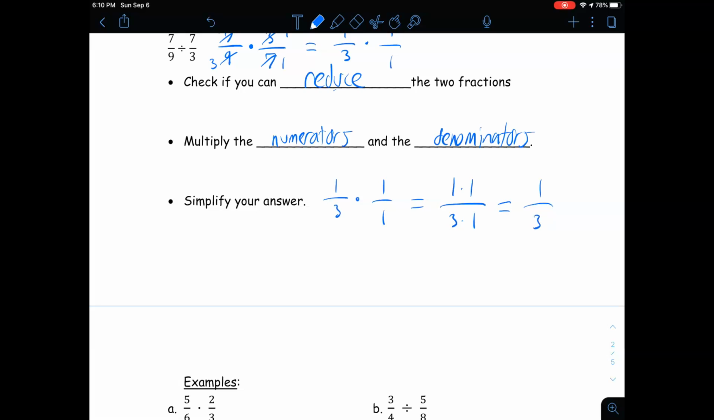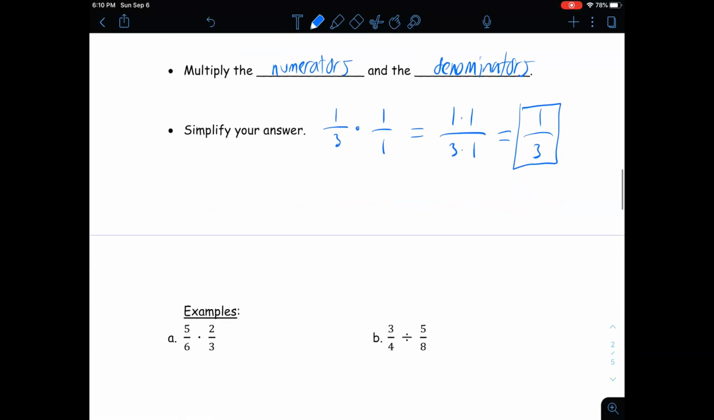And can we reduce 1/3? There's not a number that, well, 1 goes into 1 and 3, but dividing by 1 doesn't really do anything, so our final answer is going to be 1/3.